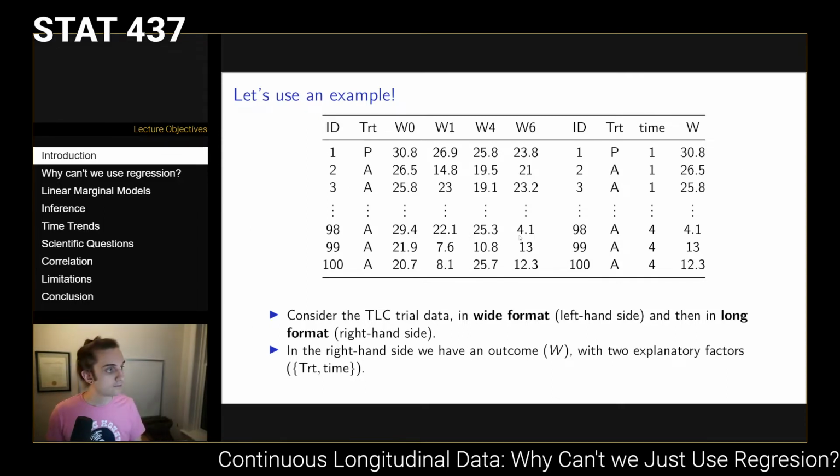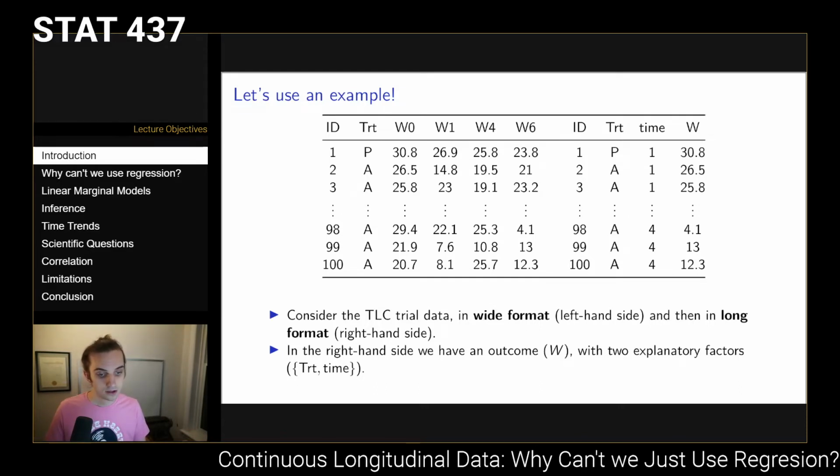so we're taking a look at the long form, right? We have an outcome variable, which I've labeled as a W here, and that's a continuous outcome, the amount of lead in the children's blood. And then we have 2 explanatory factors. We have this treatment variable, which is either placebo or active, and we have this time variable, which is one of 4 categories, 1, 2, 3, or 4, right?